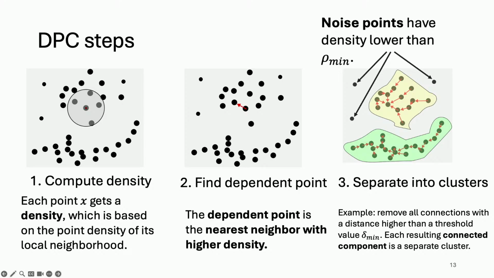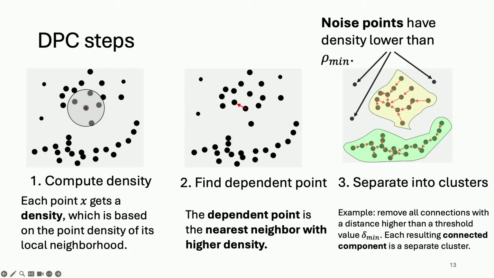This density is going to be based on the local neighborhood of that point, but you can basically use different density functions here. The second step is every point is going to want to find its dependent point, which is defined to be the nearest neighbor with a higher density than the point itself. And then that's going to form a graph where every point is going to point to its dependent point.